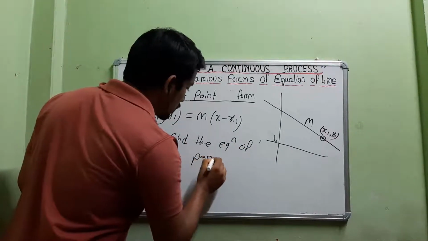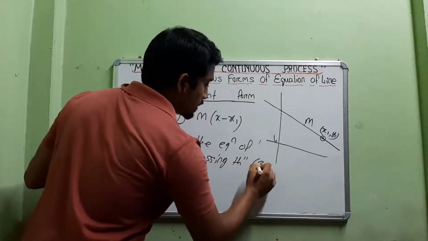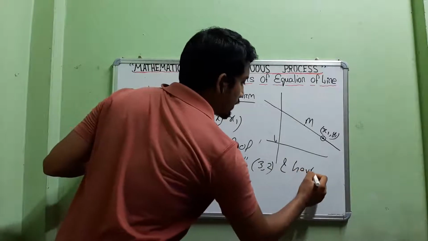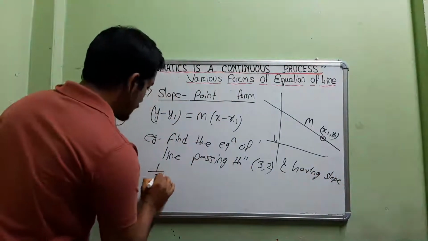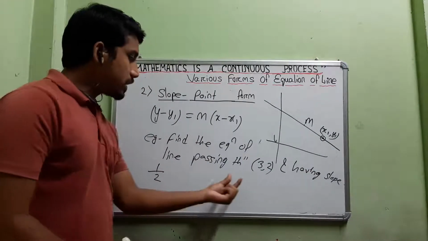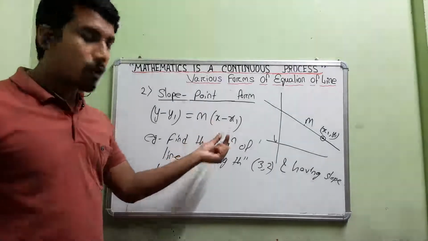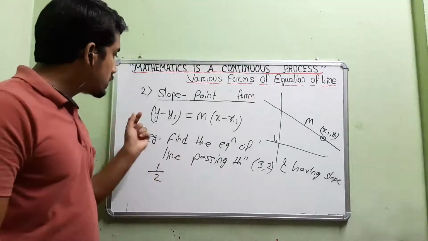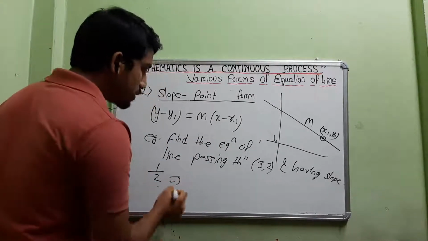passing through the point 3 comma 2, suppose, and having slope 1 by 2. This is the slope of the line, 1 by 2, and the straight line is passing through the point 3 comma 2. So we can use the slope point form, as slope m is given and the point x1 y1 is also given, so we'll just use this format. So what would be the equation of line? Our answer will be like this.